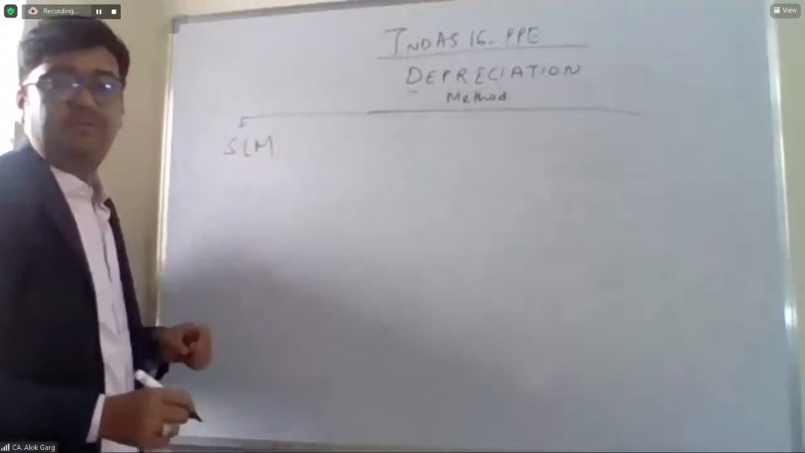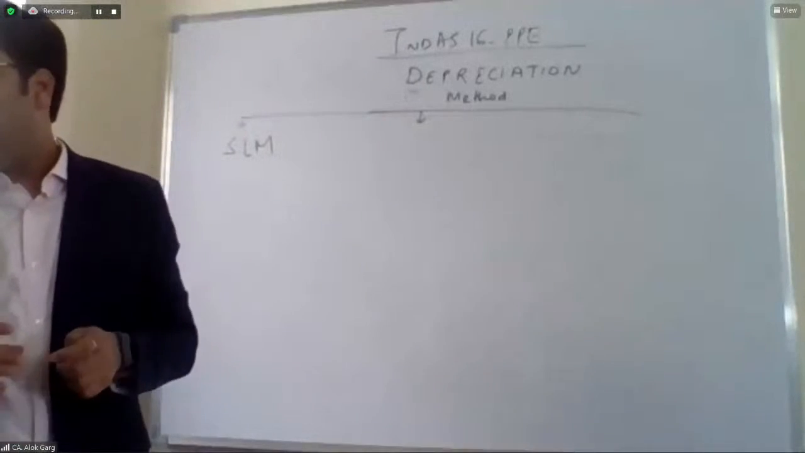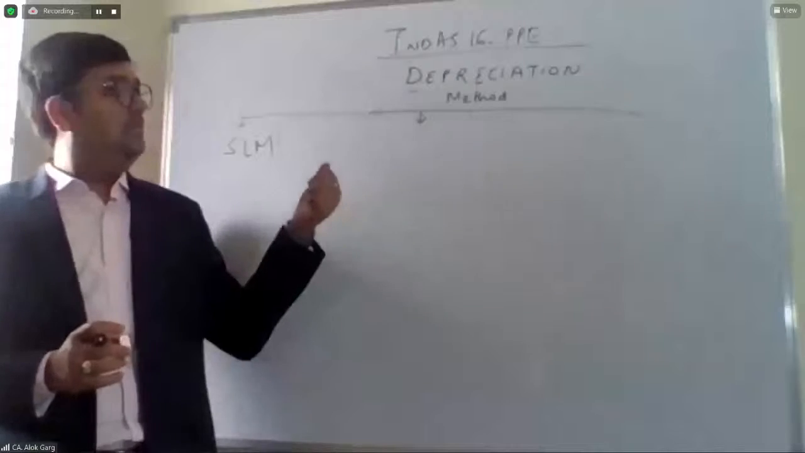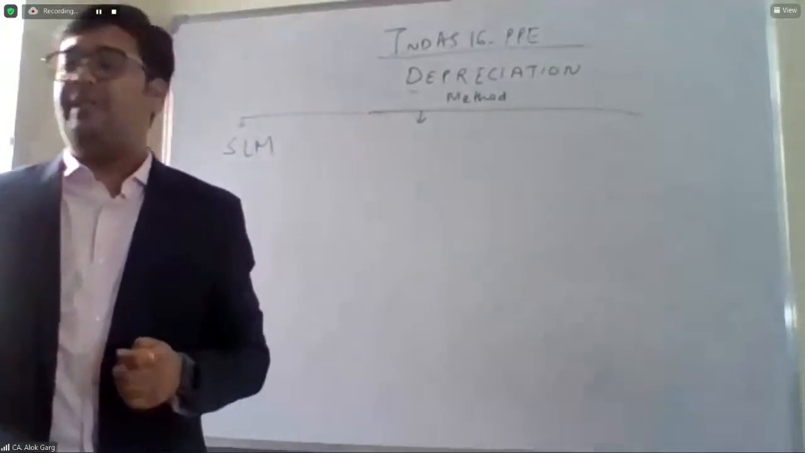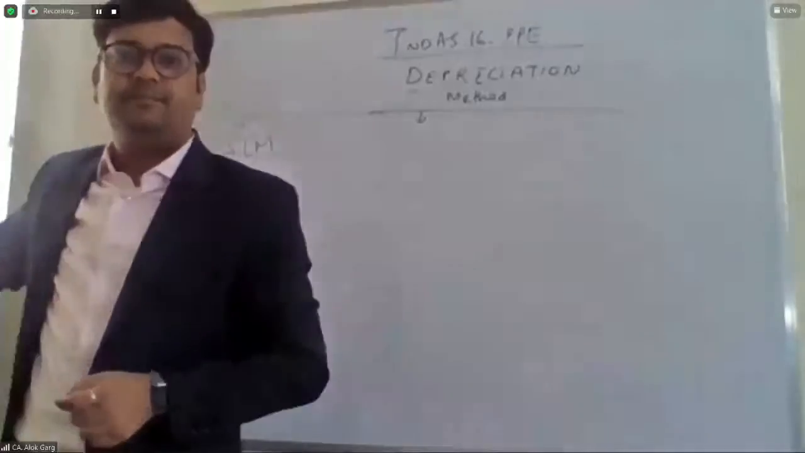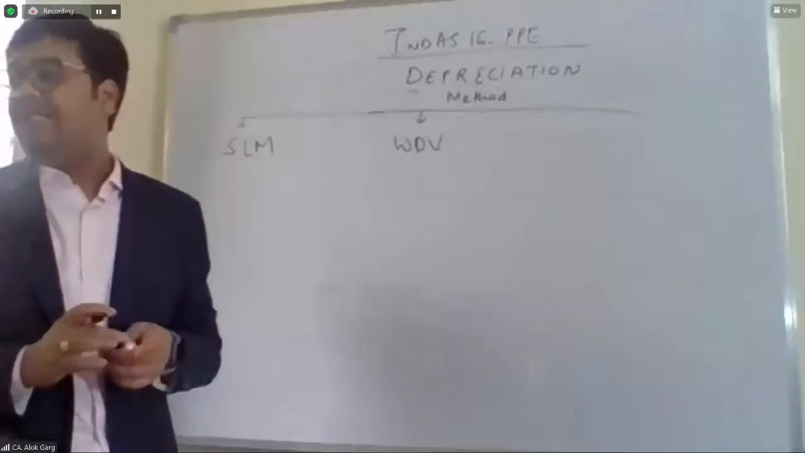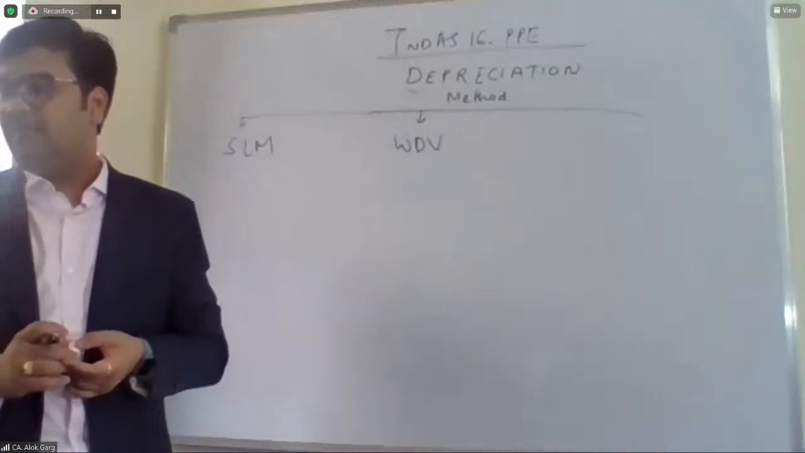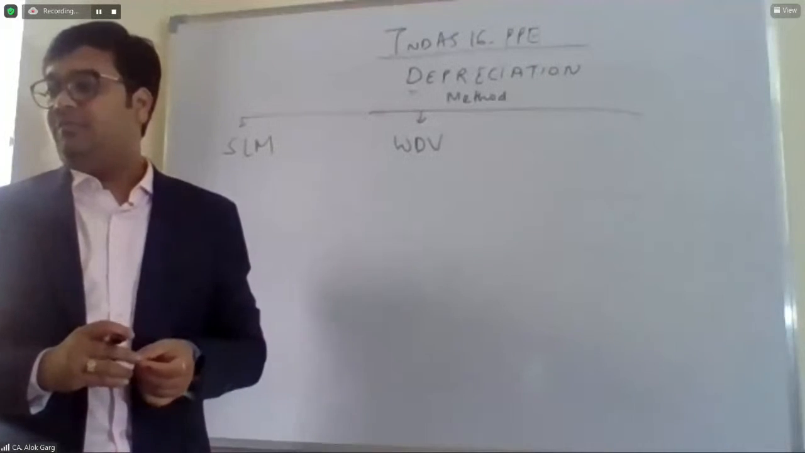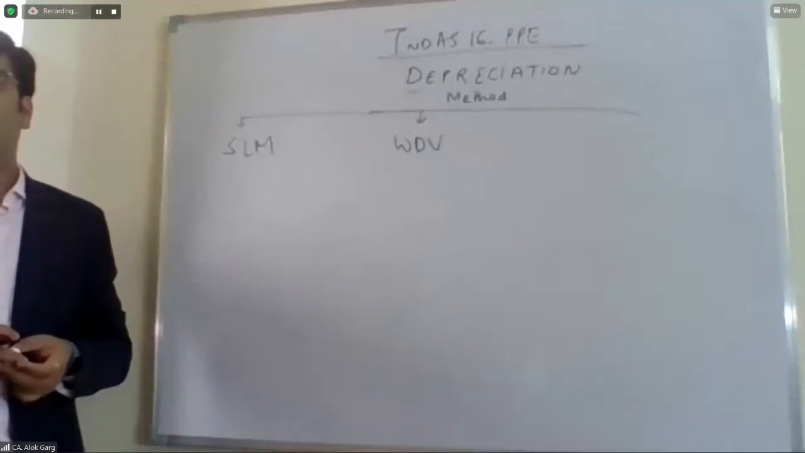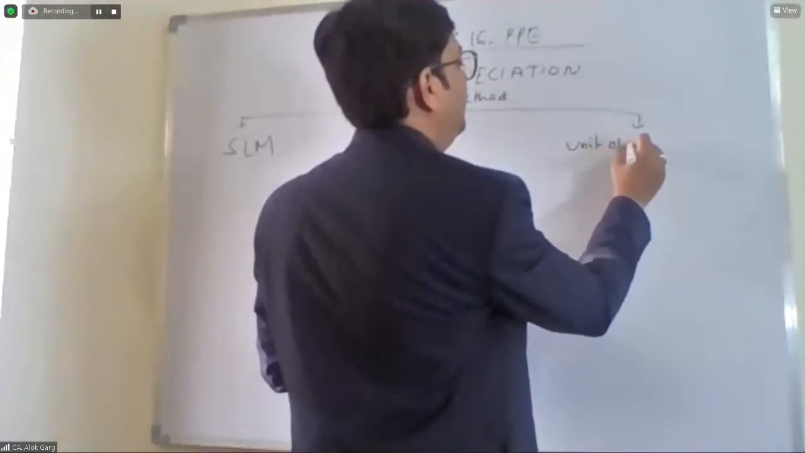SLM, straight line method. What is the second method? Can any of you help me? What is the next method of depreciation after SLM? The next method is WDV, written down value method. It is also known as the diminishing balance method. Yes, you are right. A few students have replied. Great. So 3 students have replied that it is the unit of production method. Unit of production method. Great.